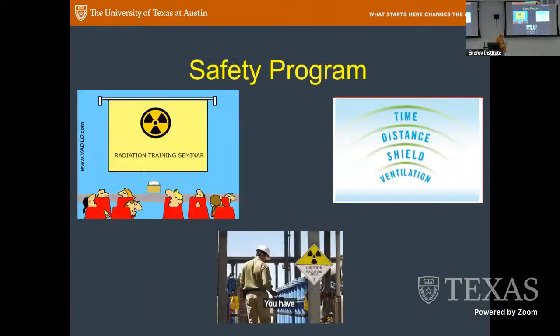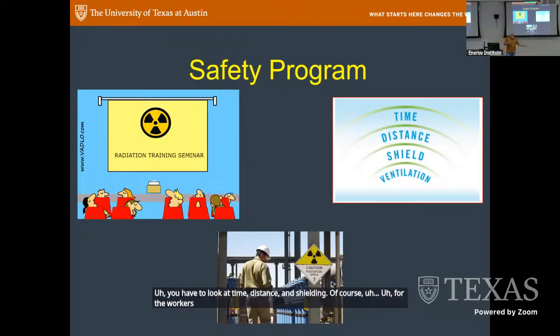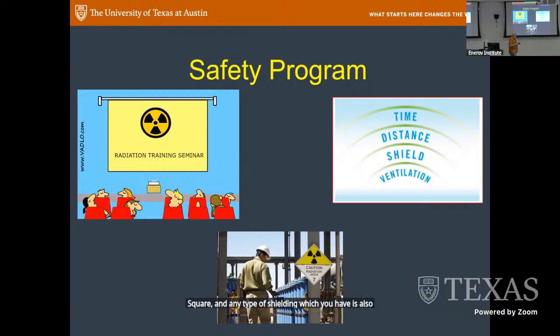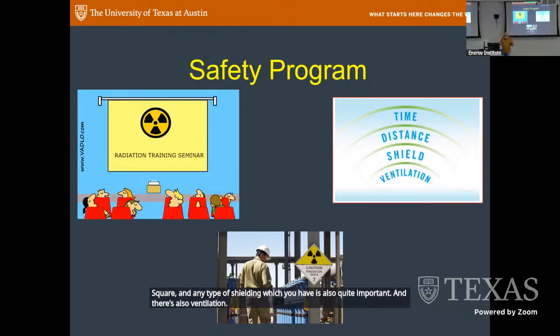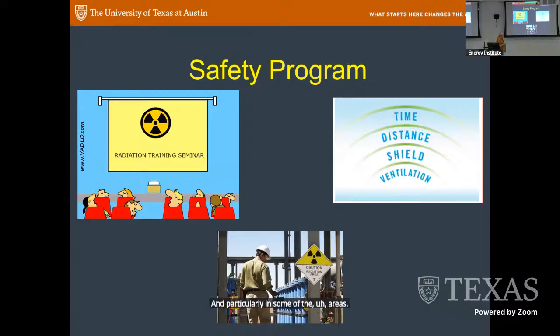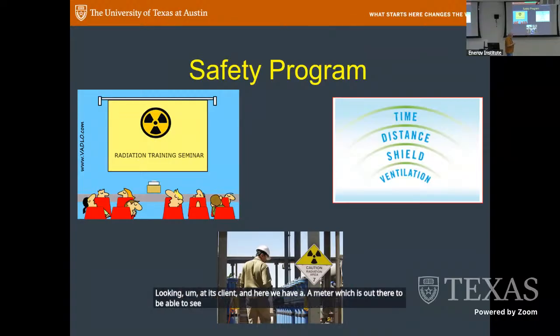You have to have a safety program, radiation training seminars. You have to look at time, distance, and shielding. Of course, the workers don't want to spend too much time in front of any sort of radiation. The further away you are, it drops off as the square. And any type of shielding which you have is also quite important. And there's also ventilation, particularly in some of the areas. So here you see a worker looking at a plant, and here he has a meter to be able to see what the radiation is.